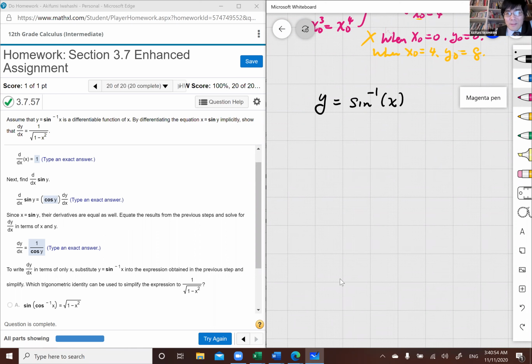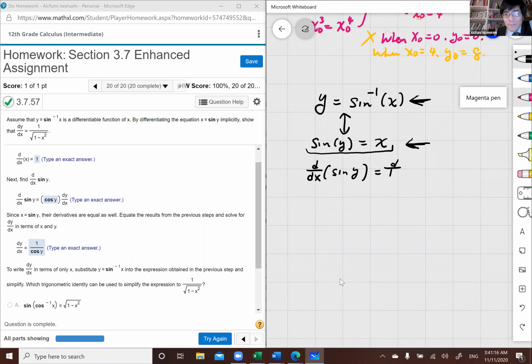The inverse sine function means the same thing as sine of y is equal to x. Although you don't know how to find the derivative of the inverse sine yet, you know how to find the derivative of this one. So let's differentiate both sides of this expression with respect to x.